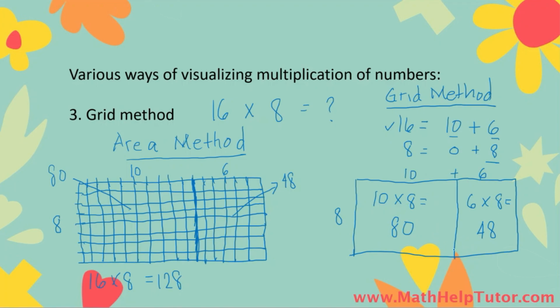Now, to get the total number of squares inside this big rectangle, all we have to do is just add 80, the number of squares here in this region, and 48. So we add them together and we use the standard algorithm to do that. So 0 plus 8 is 8 and 8 plus 4 is 12, giving us 128, the same as what we got with the area method. So with the grid method, you can see that there is no need for us to draw up squares and count each square individually because we can accurately find out the area of each region by just simply multiplying the length of the different rectangles formed during the composition of the numbers that we are multiplying.